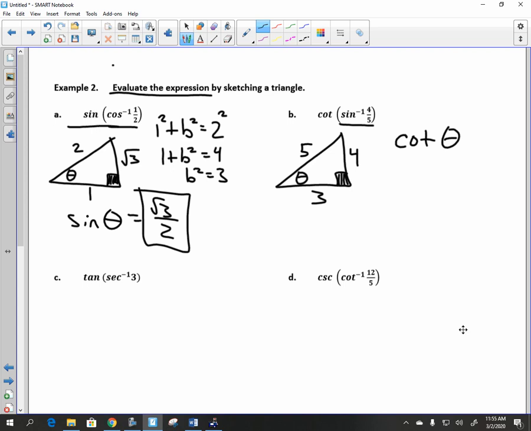What is cotangent in terms of opposite, adjacent, and hypotenuse? Cosine over sine, or x over y, or adjacent over opposite, right? So 3 over 4.